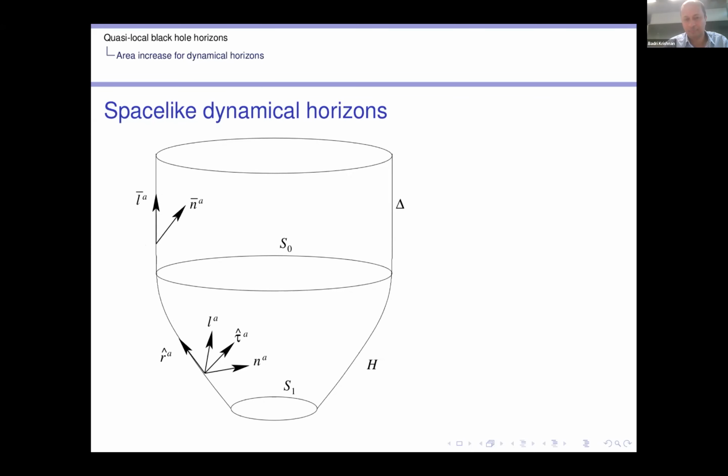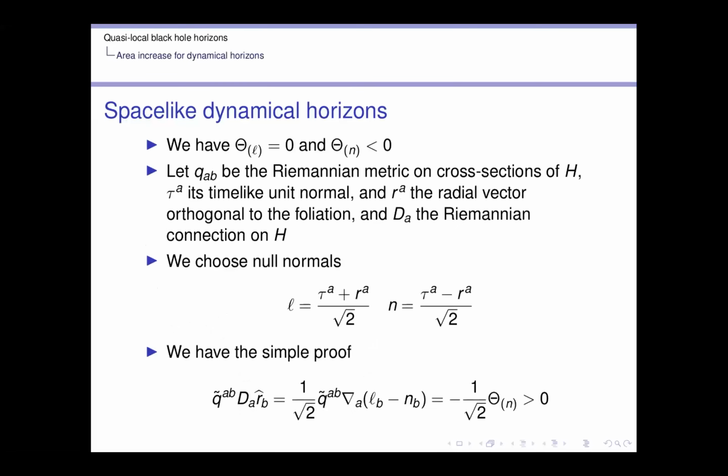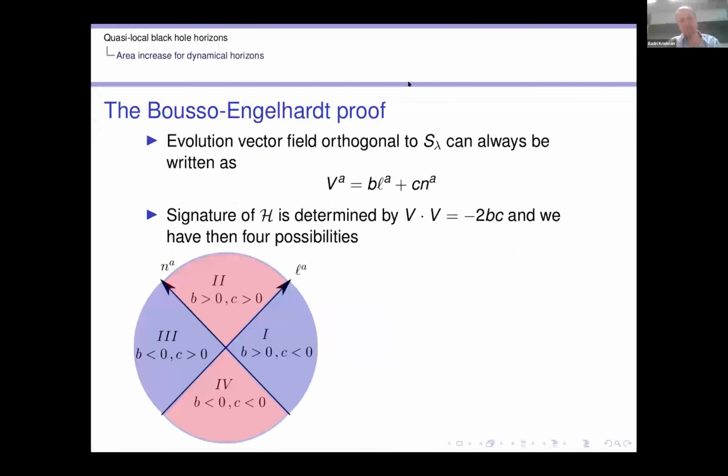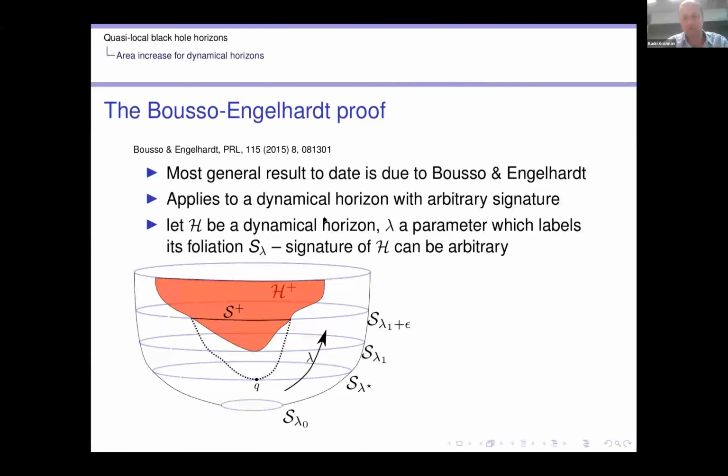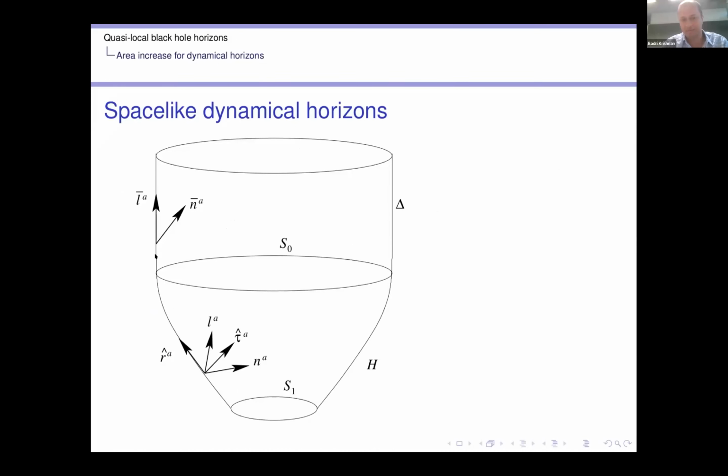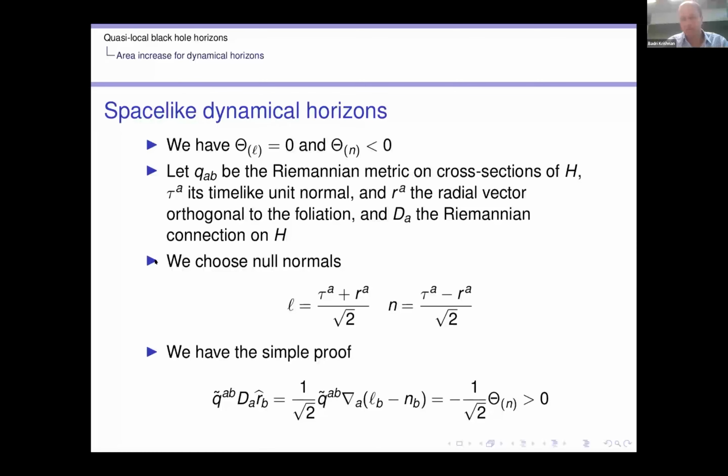Okay, sir. Thank you. So in this setup, if you look at this B times L plus C times N, it's just that when either B or C, let's say when C would vanish, then V is proportional to L. That is the case in which you are in the isolated horizon case.